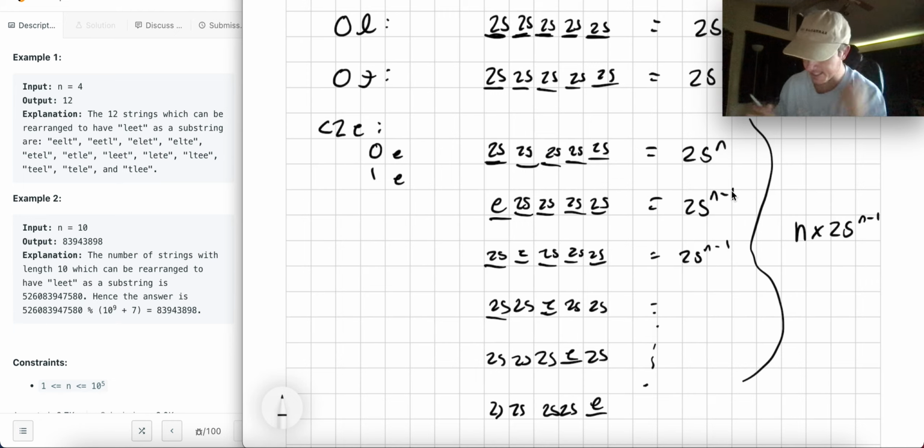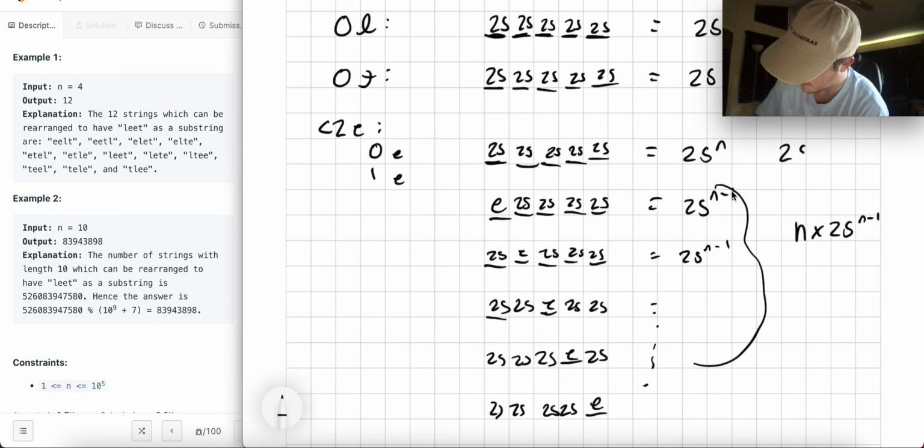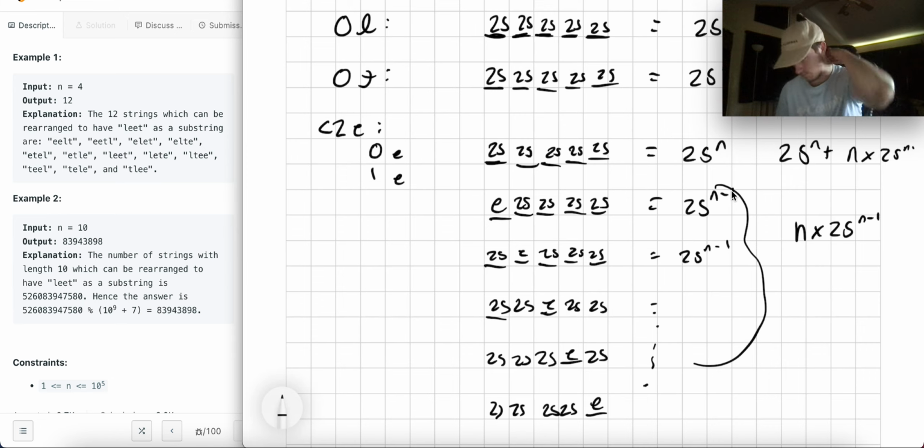Okay, so that means less than 2E equals the sum of these two things, right? So that equals 25 to the n plus n times 25 to the n minus 1. You could do some factoring, I guess. I'm not going to do all that. But yeah, that's the right here. 25 to the n plus n times 25 to the n minus 1. Okay, so that's less than 2E.